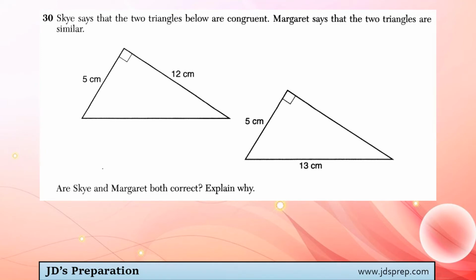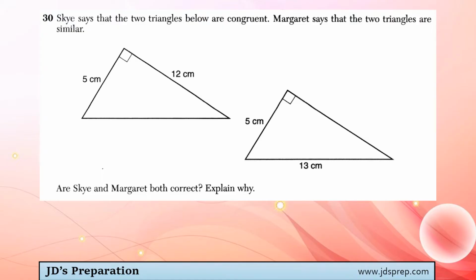So essentially for this question, we need to find out if the two triangles given are congruent and whether or not they're similar. So let's start with congruency. One easy way to determine if we're dealing with congruent triangles is to compare their corresponding side lengths, because if they're all the same, then they are definitely congruent.